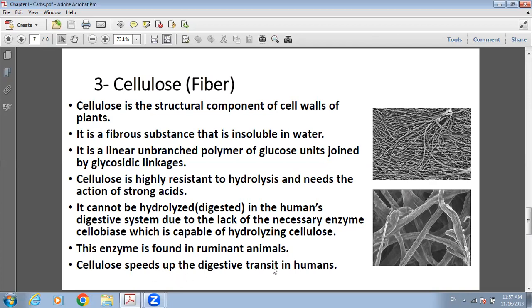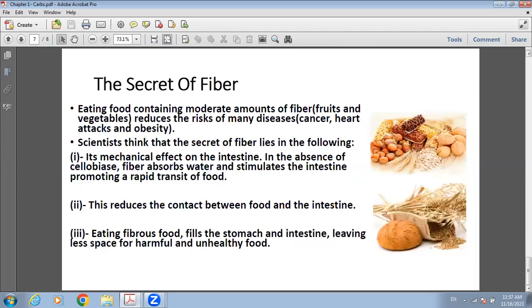Cellulose speeds up digestive transit in humans because when we eat food containing small amounts of fiber, which are found mainly in fruits and vegetables, we reduce the risks of some diseases like cancer, heart attacks, and obesity.